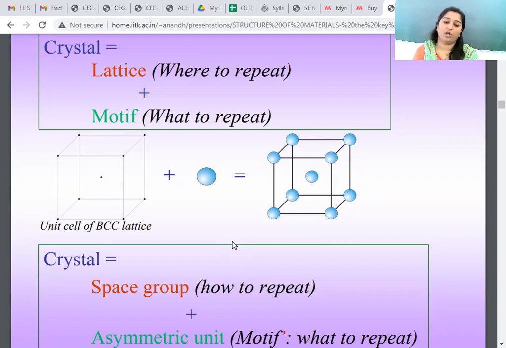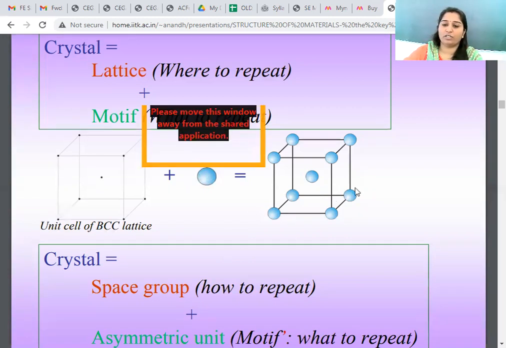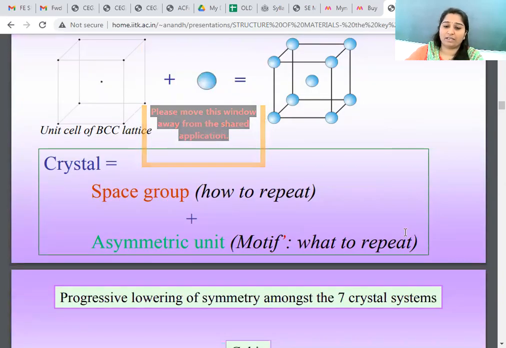As shown in the figure, this is the unit cell of the BCC lattice, that means body centered cubic. Here a cube has atoms at each corner of the cube, that is 8 corners, and 1 atom at the center of the body. So it is called the BCC structure. This crystal is also described by the space group, meaning how to repeat, and the asymmetric unit, meaning motif, what to repeat.